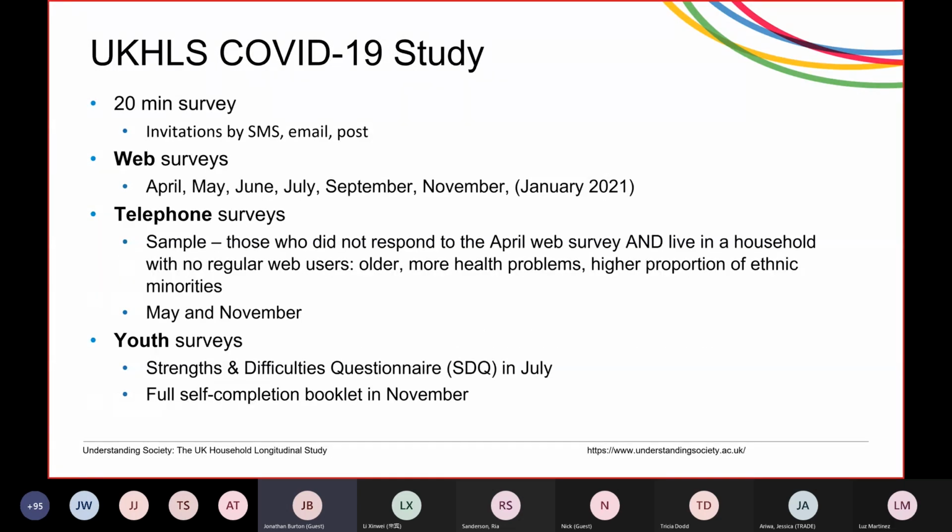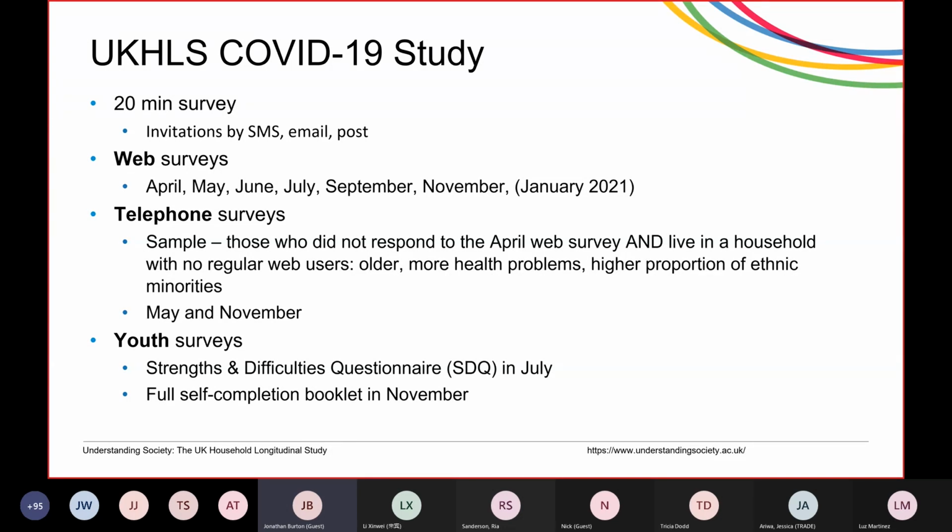So the UK HLS COVID-19 study is a 20-minute survey. We send invitations by SMS and email. For those people where we don't have an email address or a mobile phone number, we send letters, which include a link and login details.